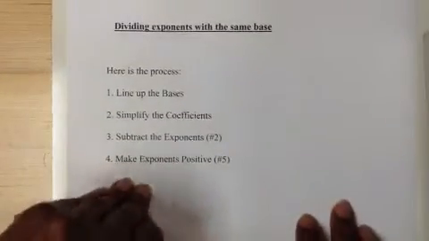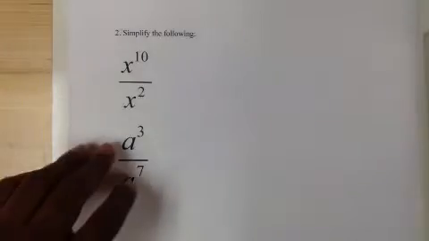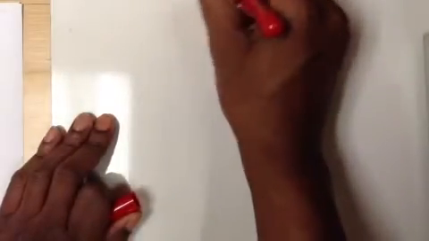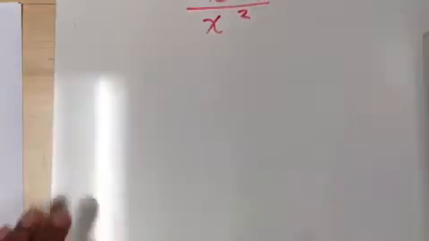Here are a couple of examples that are mentioned on your packet. Let's take a look at part A. Part A, I have x to the 10th over x to the second power.